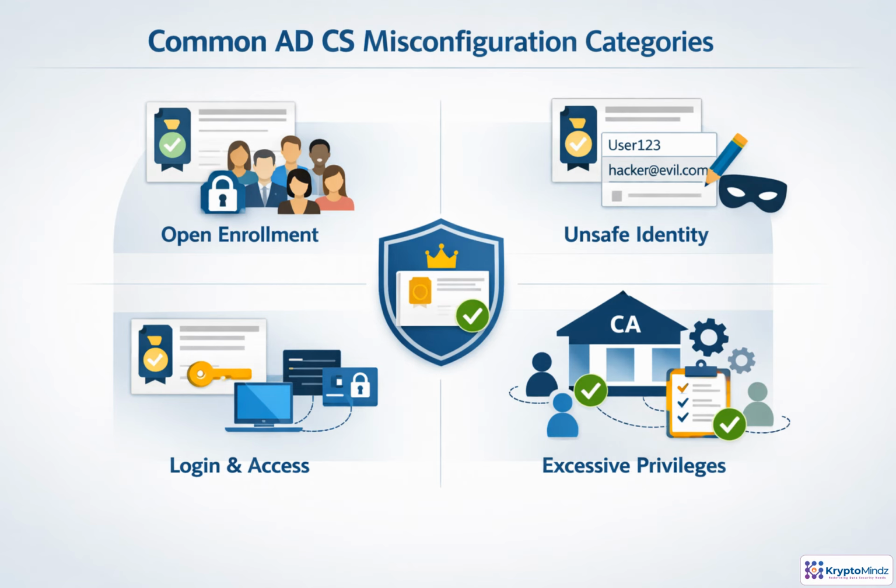To make ADCS risk more manageable, group issues into 4 buckets. First, open enrollment. Who can request which templates? If large or untrusted groups can enroll, you've already lost control. Second, unsafe identity. Can the requester choose the subject or SAN and pretend to be someone else? Third, login and access. Any template with authentication EKUs might enable logon. Finally, excessive privileges. Overly powerful CA, template, or enrollment agent rights can bypass every other safeguard.